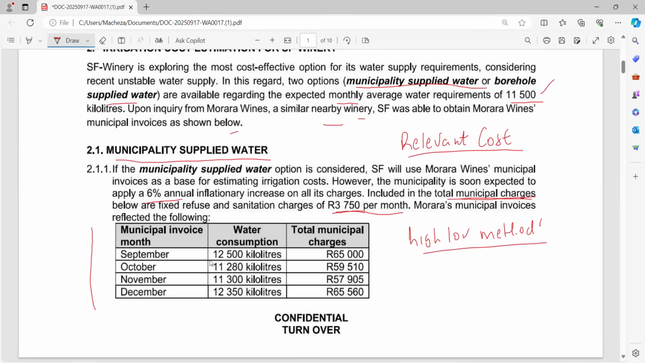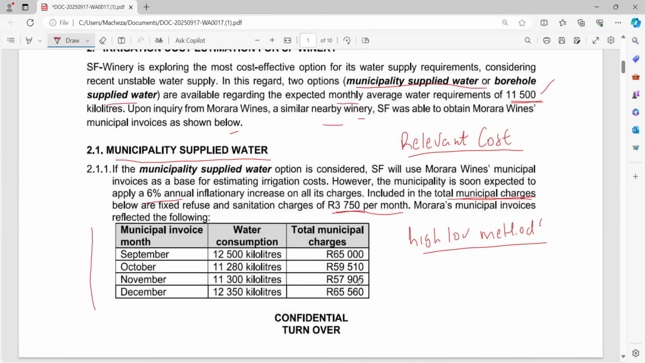This is the municipality invoice for September, October, November, and December. So what you should look at, you can see here, they are going to use an average of 11,500 kiloliters per month. So which means this 11,500 kiloliters per month is the variable cost. From here, you need to determine the variable cost. Then when you have your variable cost, you multiply it by this. Then that's your variable cost.